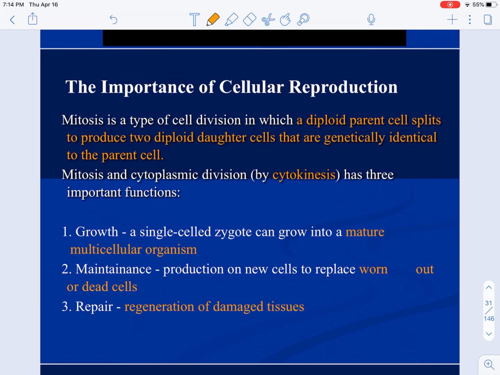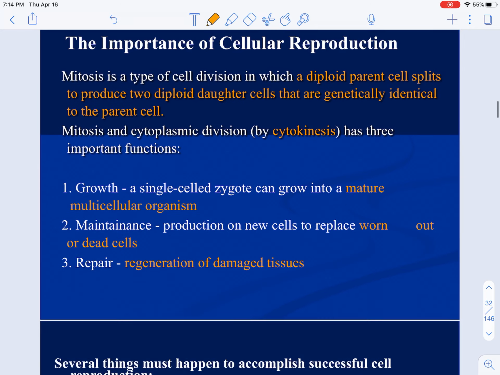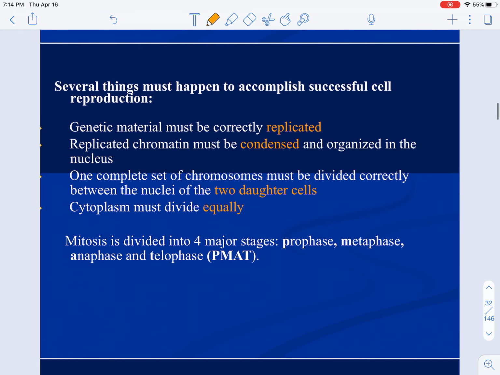We mentioned here that it's important to do this when there's growth. So whenever cells or an organism is growing, it has to do mitosis for that growth to happen, for worn out cells to replace themselves, or to repair, like a cut on your skin. This all will involve mitosis.